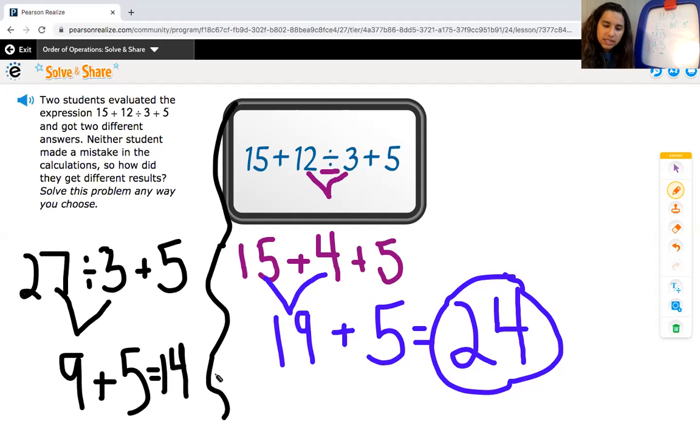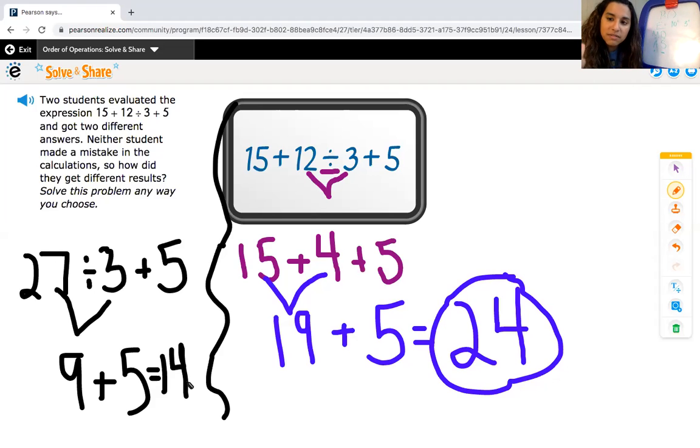Oh my gosh, I got 14. But we just said that the answer was 24. So how did I get 14? Oh yeah, that's right. I didn't follow the orders of operation. So now you guys know that it's super important to follow the orders of operation. And you're probably thinking, why? It's because when anybody goes to solve an expression with more than one operation, it's important that we all get the same answer. So that's why they put these rules in place so that we can all get the same answer.